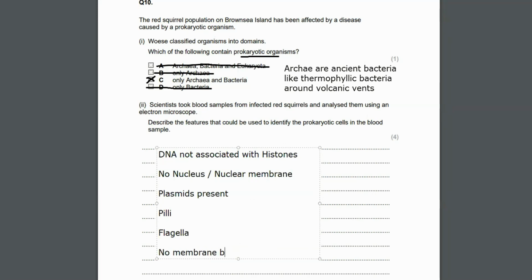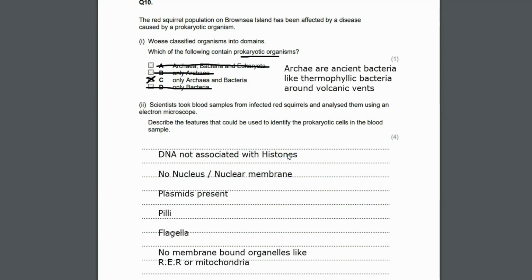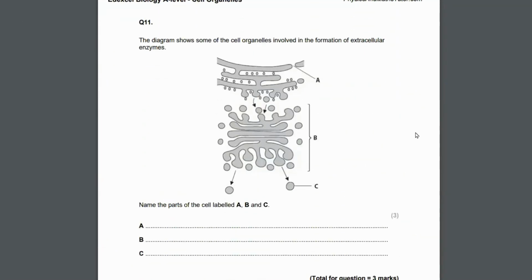There'd be no plasmids. You'd see no pili, which are little hairy things around the outside of bacteria. No flagella, which is the corkscrew-like tail for propelling them. And you wouldn't see any membrane-bound organelles. And you can name one of those organelles. So mitochondria, rough endoplasmic reticulum, etc.